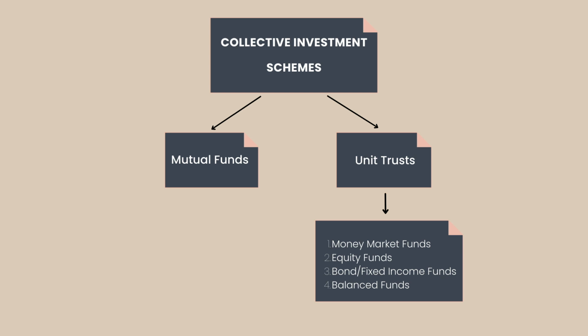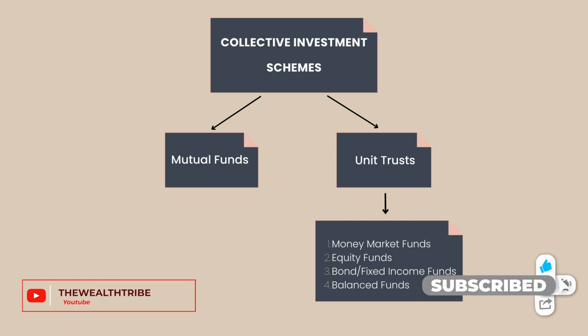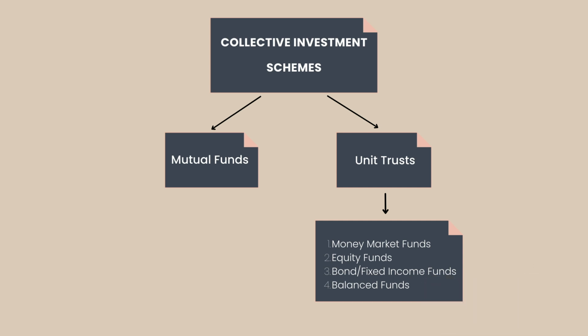There are two types of collective investment schemes in Kenya: mutual funds and unit trusts. Mutual funds are collective investment vehicles made up of a pool of money collected from many investors, governed by a Company Act, just like a normal company. Unit trusts are investment vehicles made up of a pool of money collected from many investors, governed by a Trustee Act, and I will explain what that is later in the video.